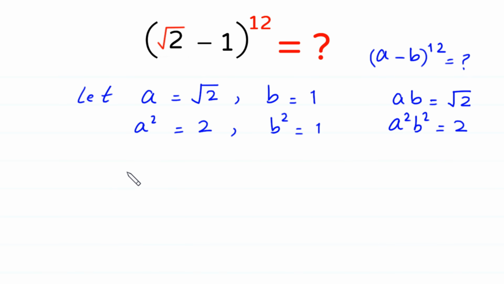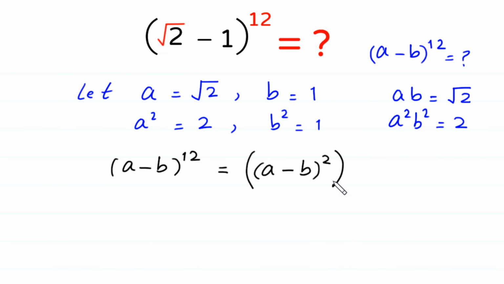We have to find the value of (a minus b) to the power 12, that is equal to ((a minus b) whole square) to the power 6. Next, according to the algebraic identity, (a minus b) whole square is equal to a square minus 2ab plus b square, and this is whole to the power 6.